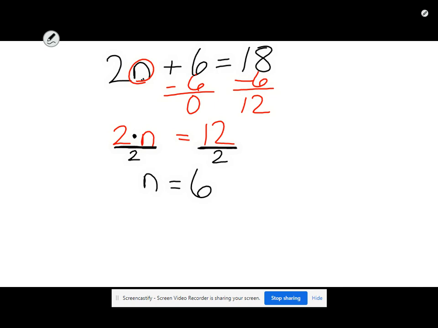So some of us were able to look at it and we say, oh, 2 times 6 would be 12. 12 plus 6 would get us our 18. It's not always so easy. So you need to know the steps to go through to solve for that n. You're always going to do the opposite to get your variable by itself. Let's do another one.